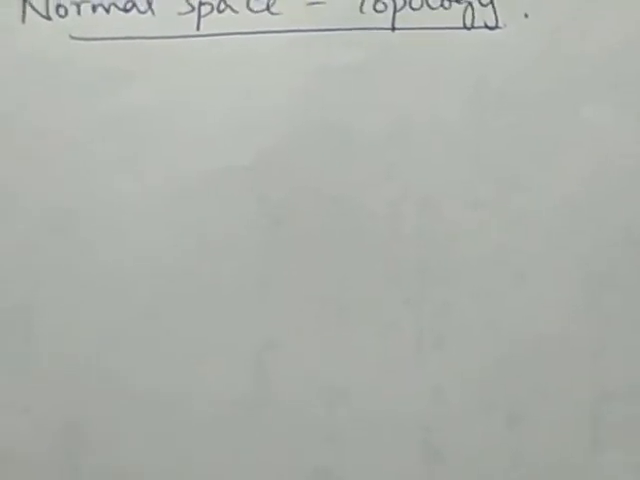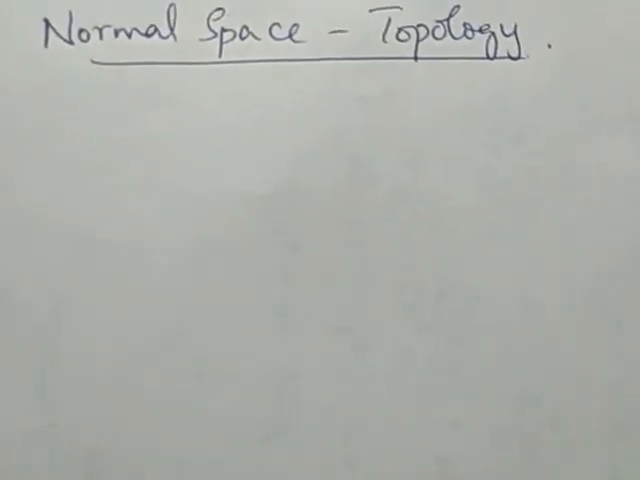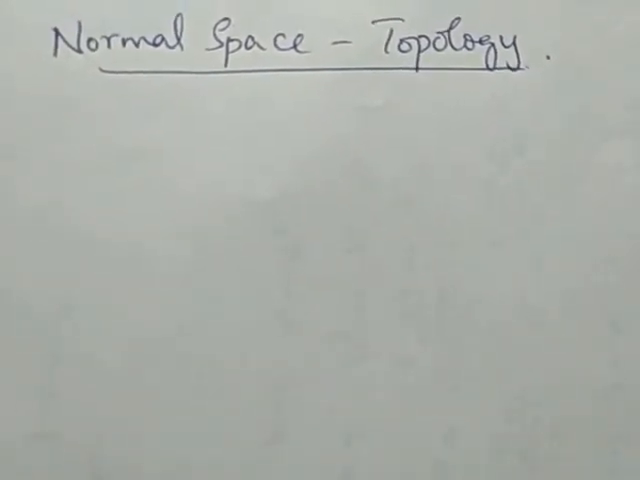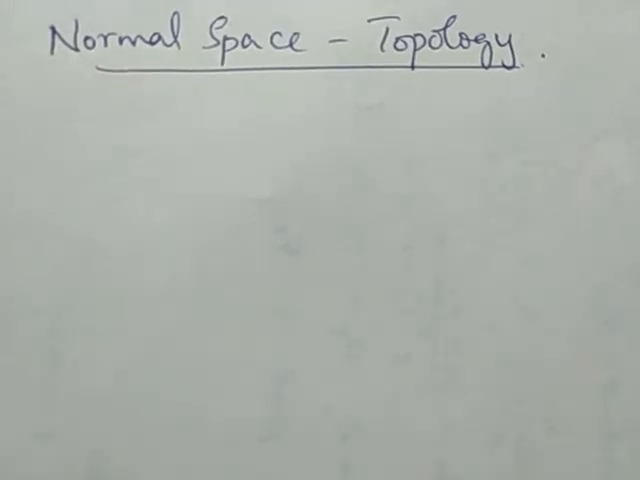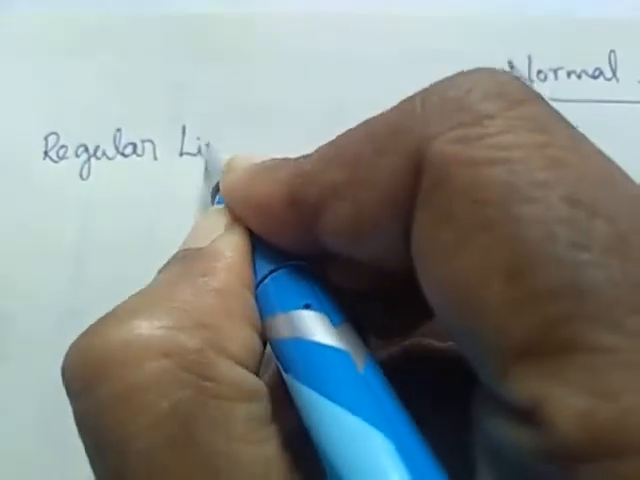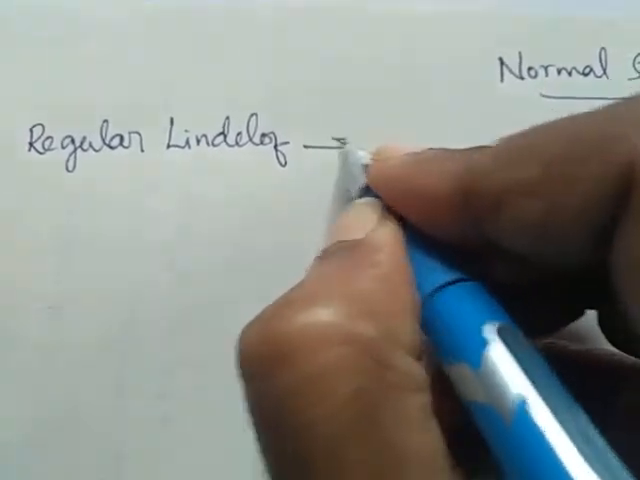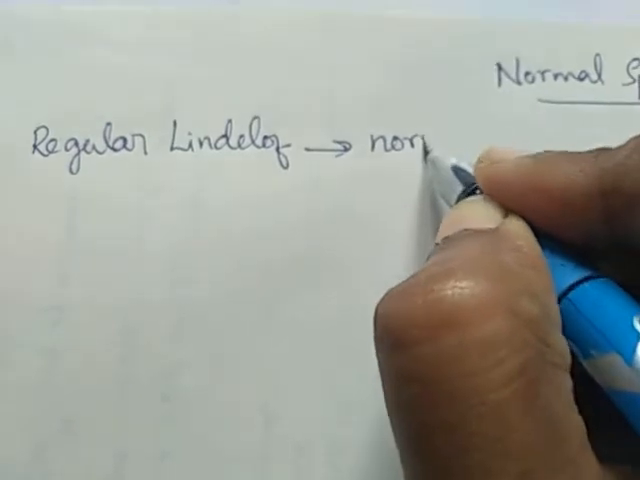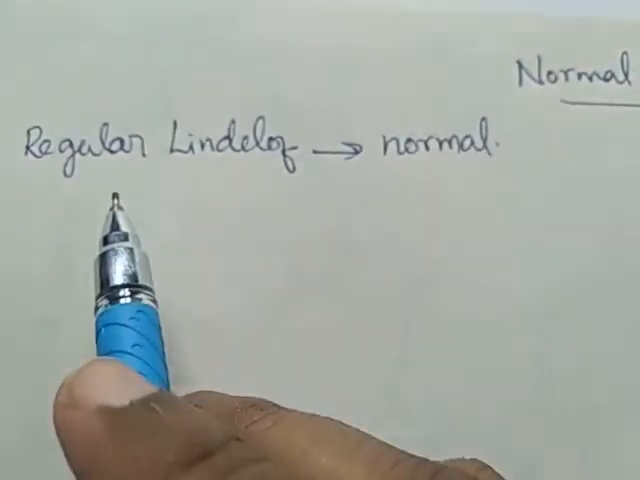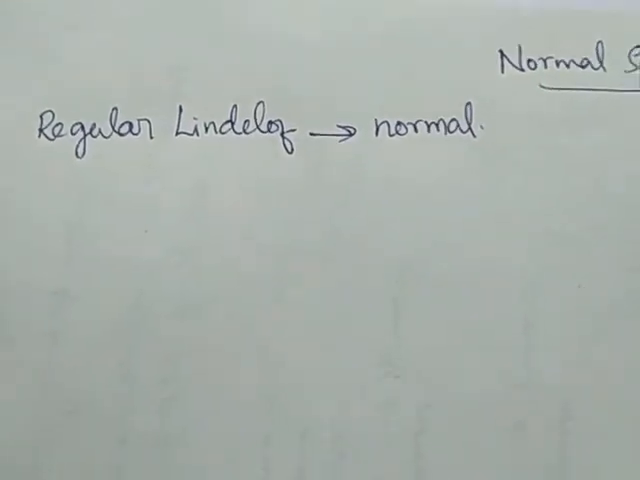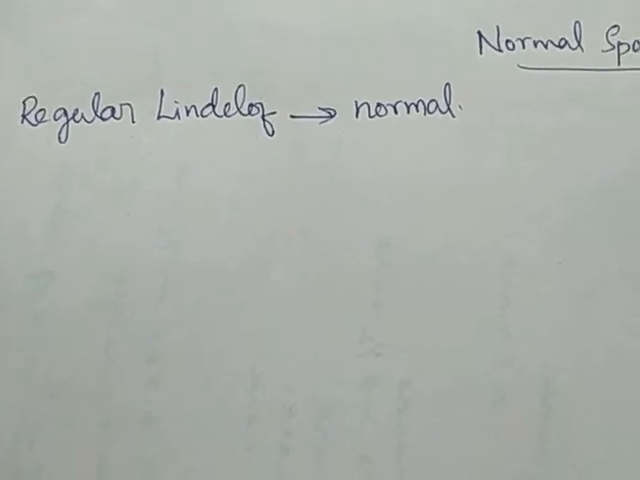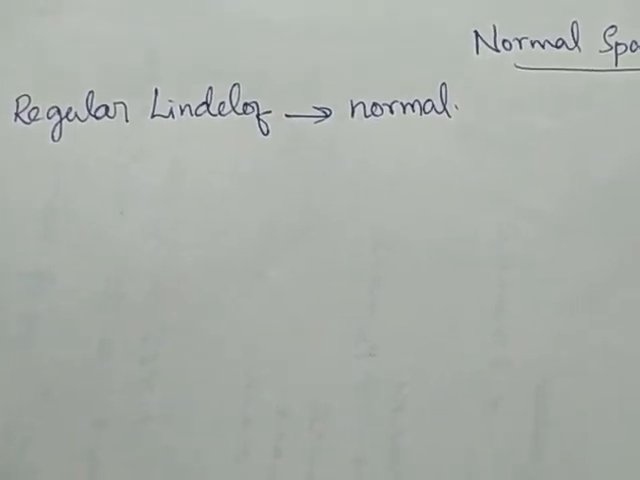The very first theorem we are going to prove is: every regular Lindelof space is normal. So, if it is a regular Lindelof space, then it should be a normal space. Every regular Lindelof space should be a normal space. That's what we have to prove in this video.